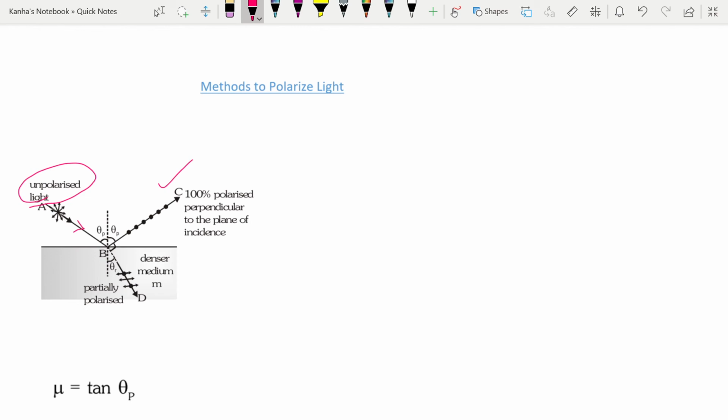So you see that it is going from a lighter medium to a denser medium. We'll define what these things are. Theta p that I've given to you here is known as the polarizing angle, which is nothing but the angle of incidence at which the reflected light is completely plane polarized. I've given you a case of complete plane polarization.